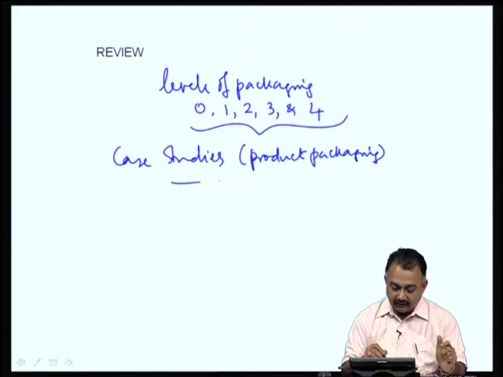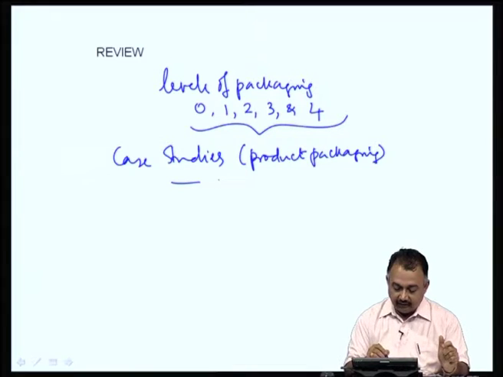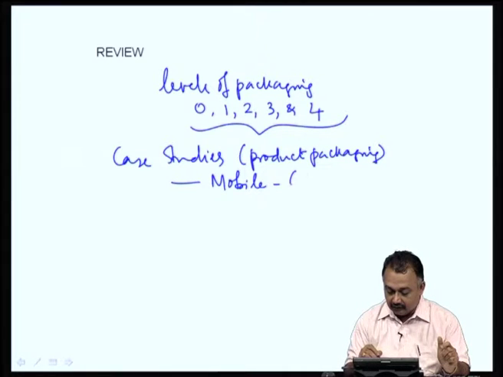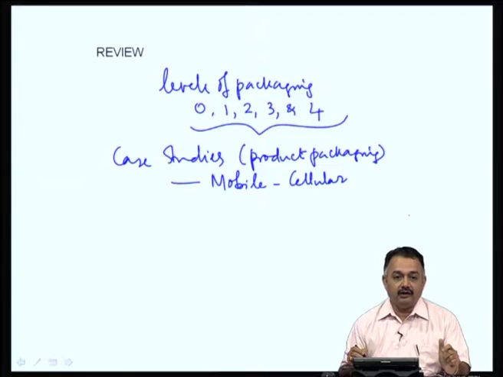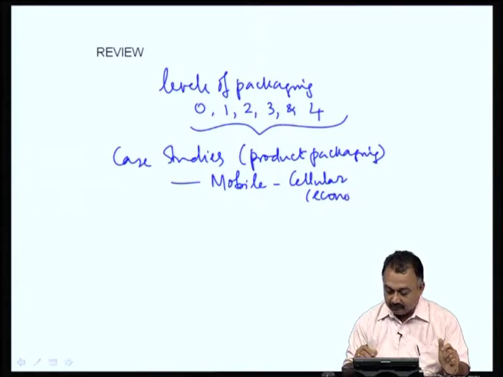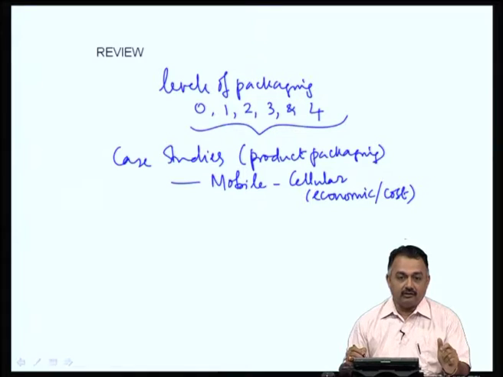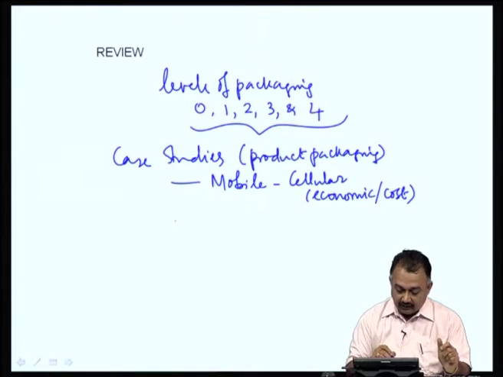So, the first case study application area that we looked at was mobile phones or cellular phones, right. We saw all the various items, including the economic factors, cost and so on. So, manufacturing is related to cost. I think we are very clear about these packaging aspects.